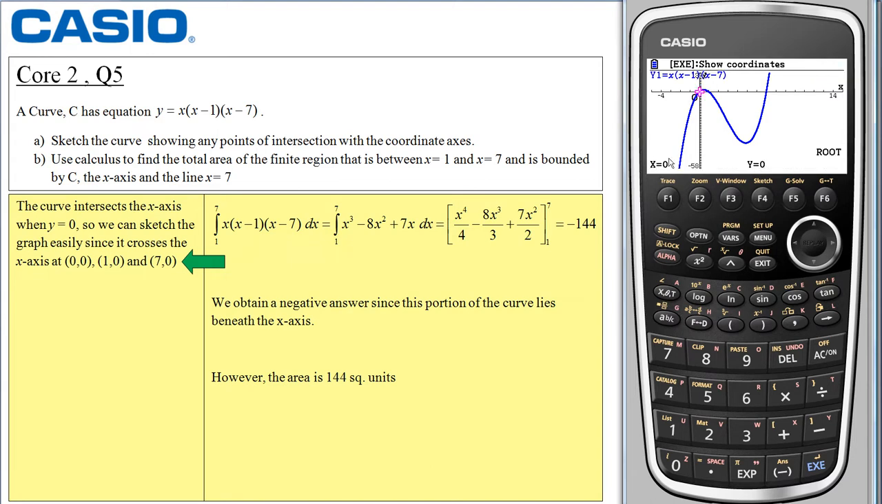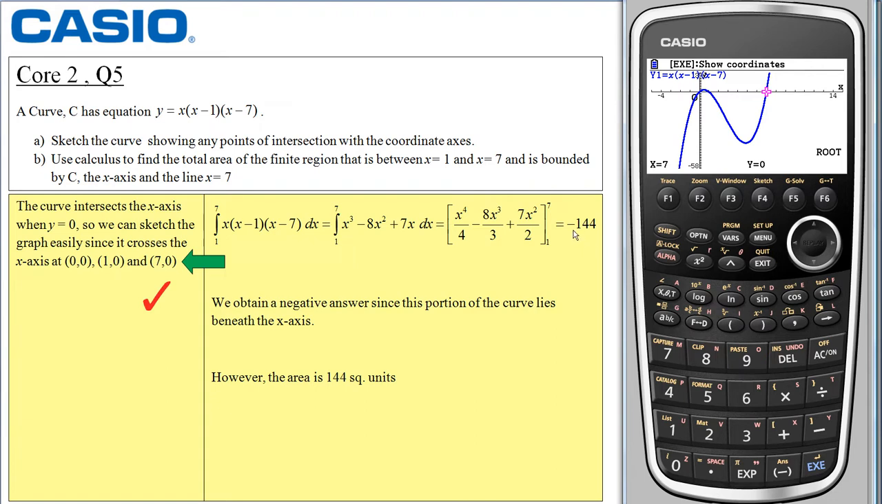The first one is at (0, 0), and if I scroll to the right, the next one is at (1, 0), and finally (7, 0). So that confirms these 3 points. Okay, in part B, I need to use calculus to find the total area of the finite region bounded between x equals 1 and x equals 7, and the curve and the x-axis.